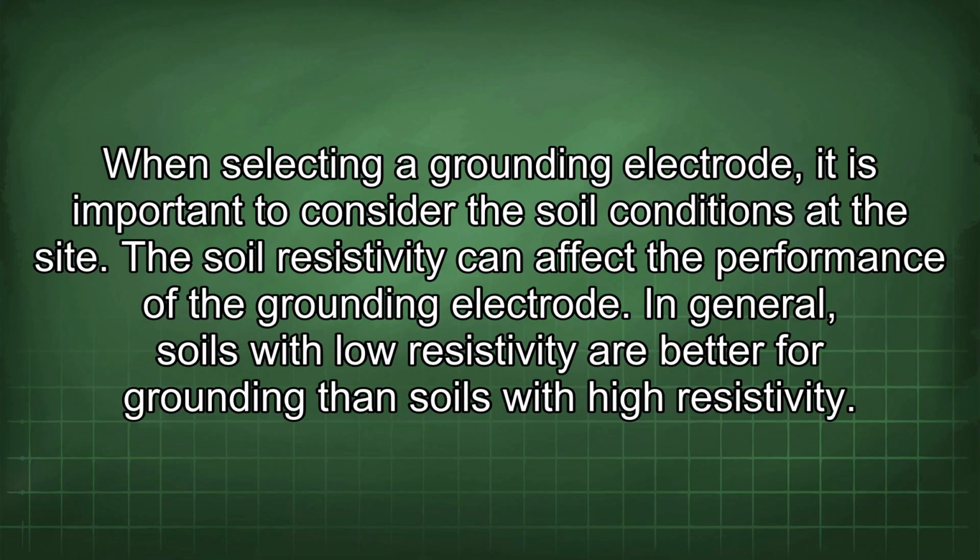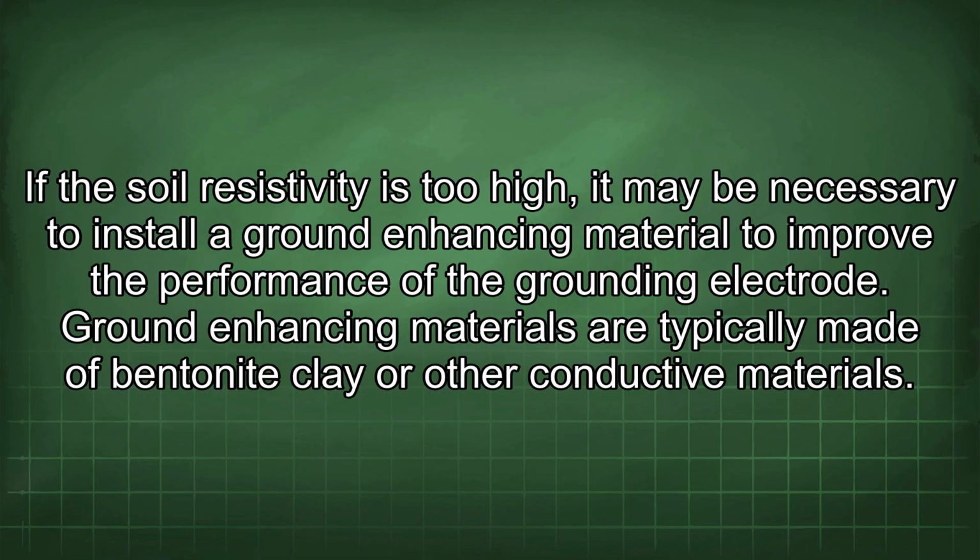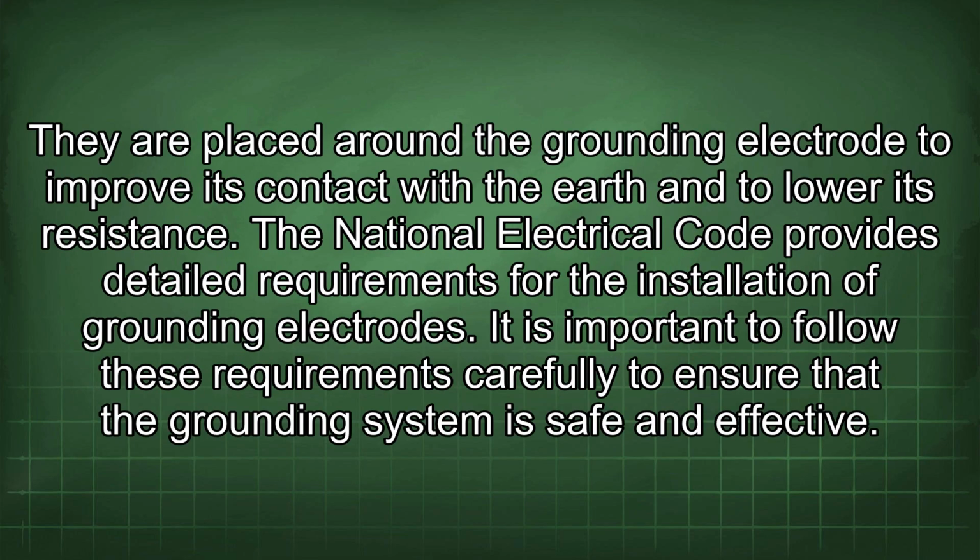The type of supplemental grounding electrode that is used will depend on the specific conditions at the site. When selecting a grounding electrode, it is important to consider the soil conditions at the site. The soil resistivity can affect the performance of the grounding electrode. In general, soils with low resistivity are better for grounding than soils with high resistivity. If the soil resistivity is too high, it may be necessary to install a ground-enhancing material to improve the performance of the grounding electrode. Ground-enhancing materials are typically made of bentonite clay or other conductive materials. They are placed around the grounding electrode to improve its contact with the earth and to lower its resistance.